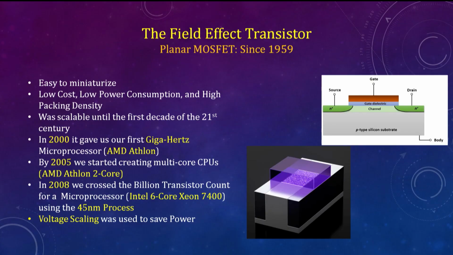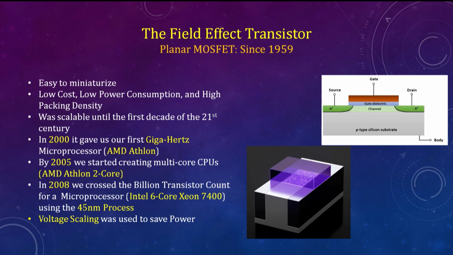The field effect transistor was an advanced version of the original transistor, and that was the MOSFET, which came out sometime in 1959. The idea of the MOSFET was that it's easy to miniaturize. In the beginning, you had a single transistor which was about this big, something you could see in your hand, like a thumb size. Back in 1959, when the field effect transistor was created, we realized it can actually be miniaturized.